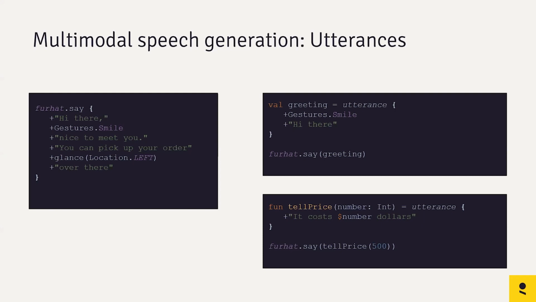Of course, you can create these as objects that we see to the right here, and you can say Furhat say greeting, or you can even have parameters. You can have Furhat say tell price 500, and it will come out as "it costs $500", for example.